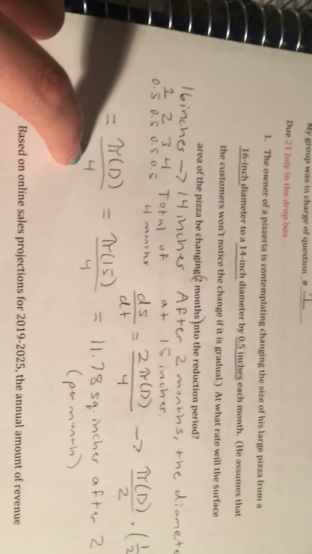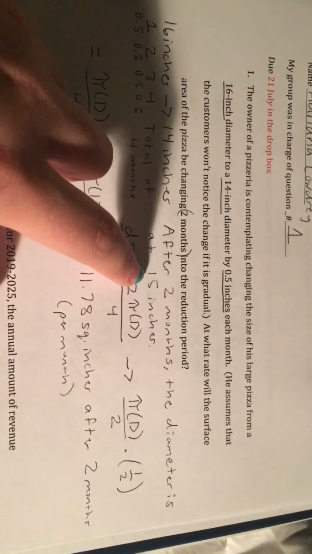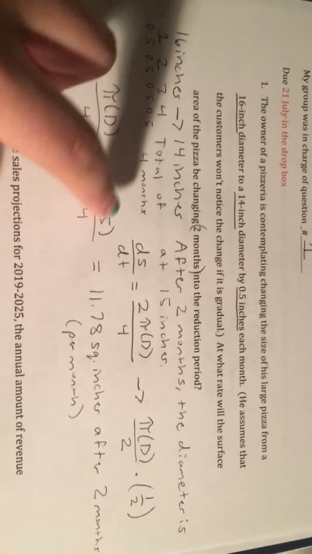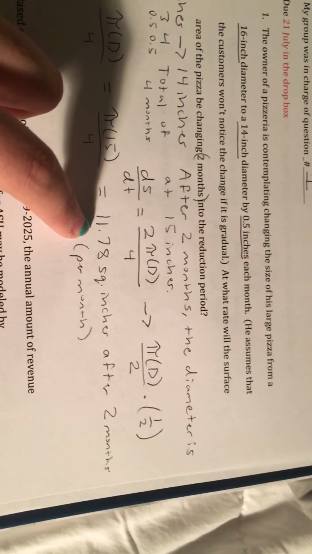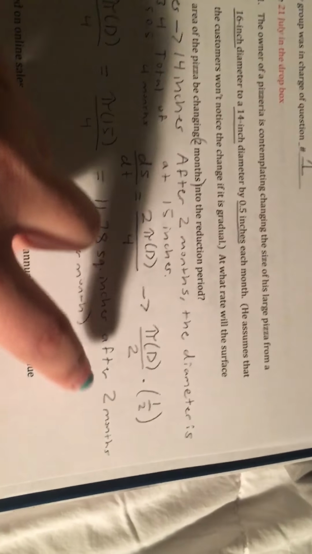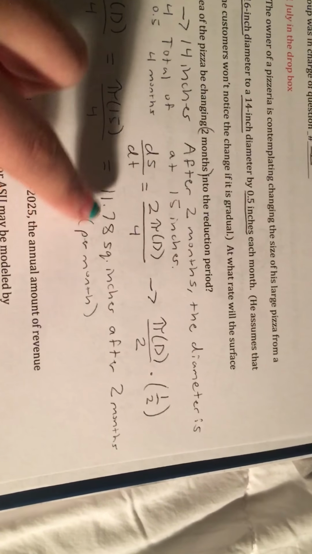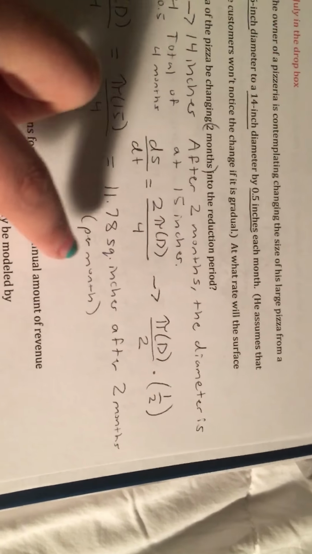Now we're ready to plug it in. We know that after 2 months it is 15 inches, so we take pi times 15 over 4, which gives me 11.78 square inches after 2 months. But remember, we always have to include that it's 11.78 square inches per month.